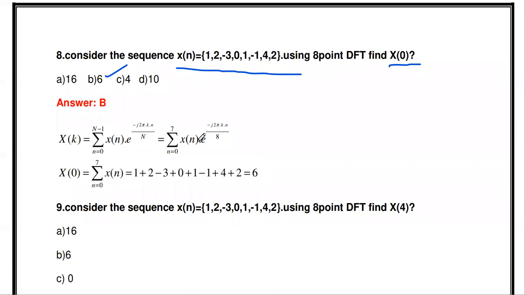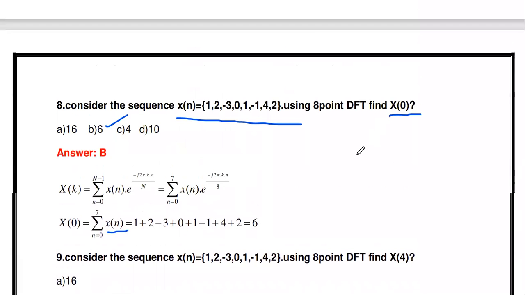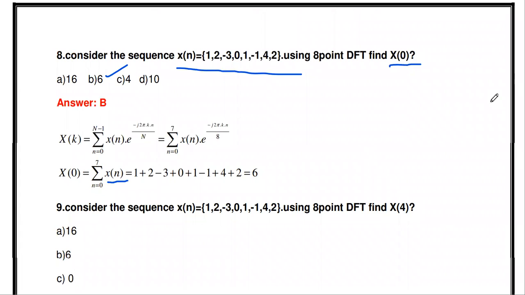Okay, the same thing I solved using the equation. In the equation also, after reduction, we will get summation n equal to 0 to 7 of x of n. That means we have to add all x of n values from n equal to 0 to 7. We will get the answer 6. Okay, this is an important university problem, a 16-mark question. So this is one part: find x of 0 for this one using the properties of DFT.